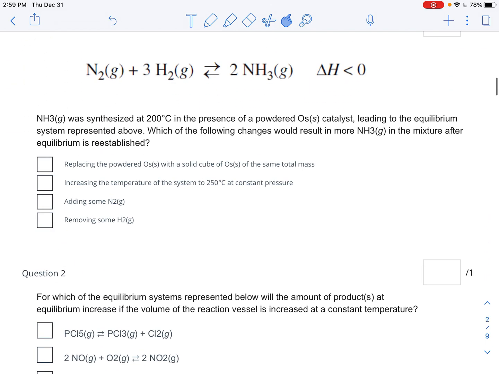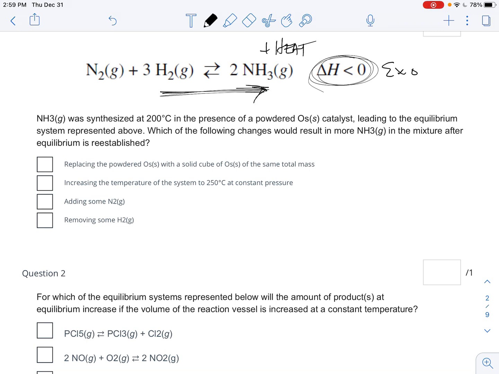So let's look here at number one. It says that we're going to create ammonia in the presence of a powdered osmium catalyst. Remember, catalysts have no effect on the equilibrium, so catalysts do nothing except get you to equilibrium faster. Which of the following changes would result in more NH3? Okay, so basically they're saying, what could we do to send this over here to the right? Please note that delta H over here is less than 0. It is an exothermic process, so that means heat is over here on the right-hand side as well.